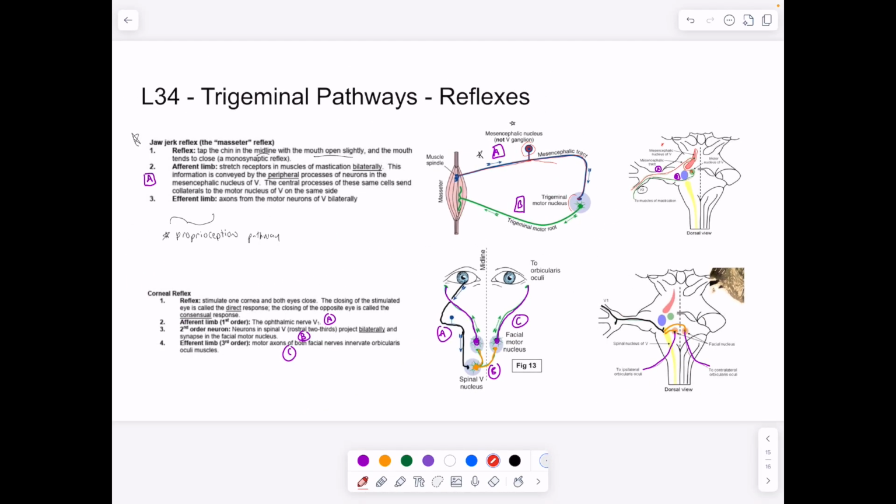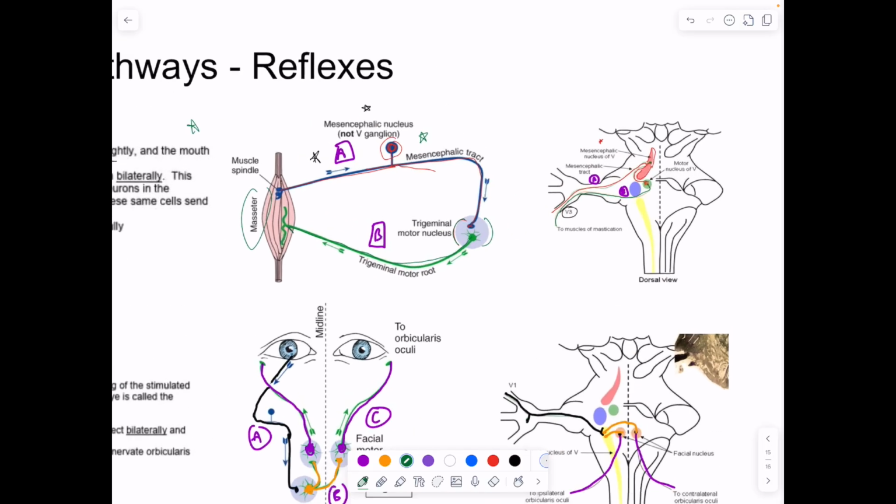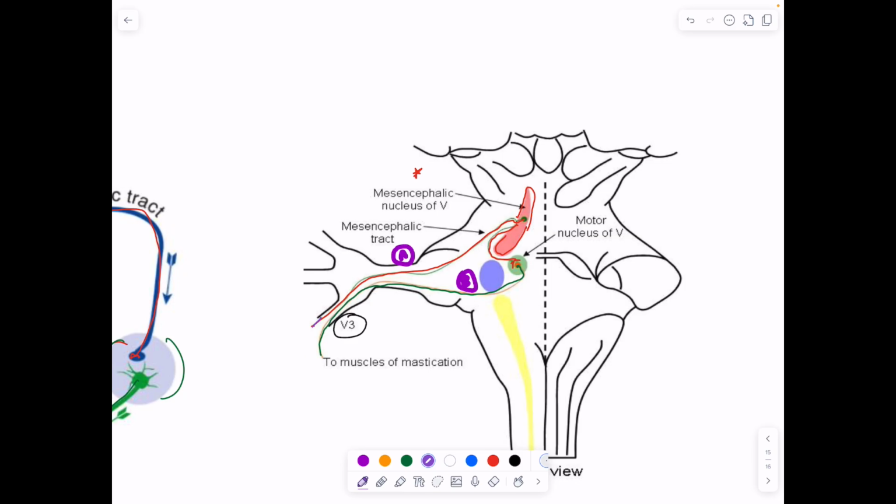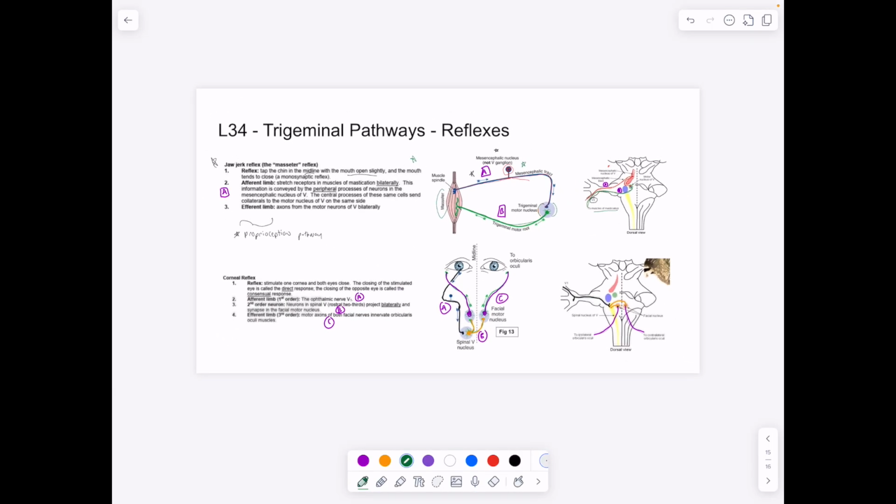And then for the jaw jerk reflex, if you touch the chin in midline with the mouth still open, the mouth tends to close. So the information is, somebody's touched my face, my jaw, and then it sends to the trigeminal motor, and then this is going to go back to the masseter muscle. So that's what this is saying. Somebody touched my jaw. That's this guy right here. Its nucleus is located in the mesencephalic. Then it sends information to the motor nucleus of 5. This is a reflex, and it's like, hey, go ahead and close that jaw. And so it's going to the muscles of mastication.